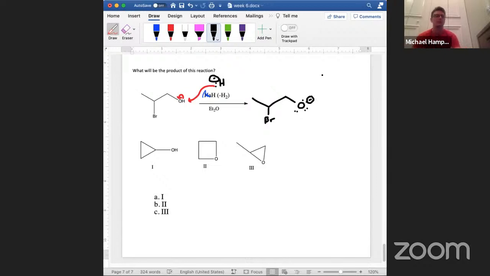Cool. You good with the first step? Is anybody completely lost on that first step? No shame. All right, so nothing else is going to react with this thing. There's nothing else in solution that's going to react with this because this solvent is unreactive. It's not going to do anything. So something's going to happen with this.